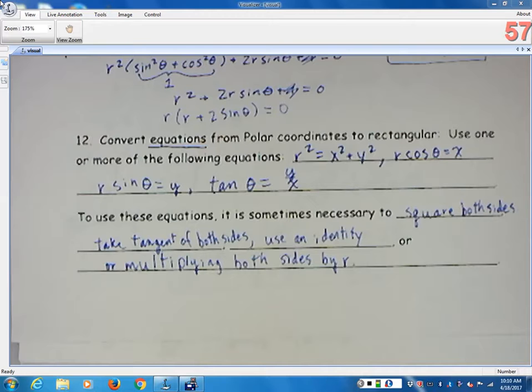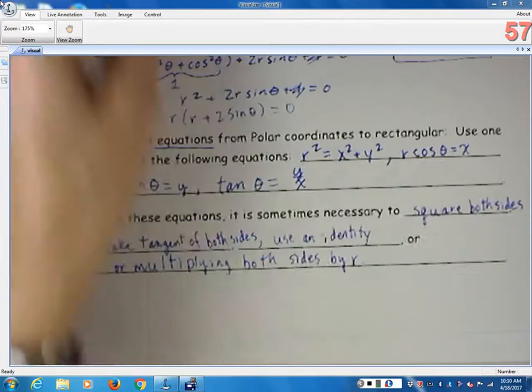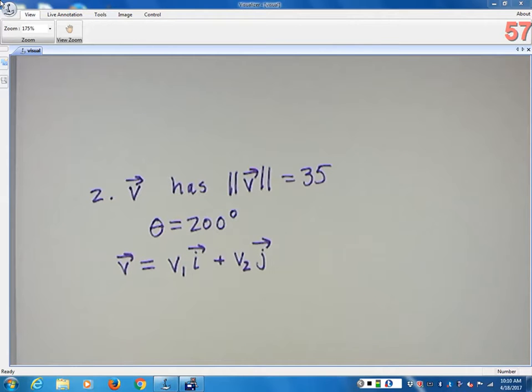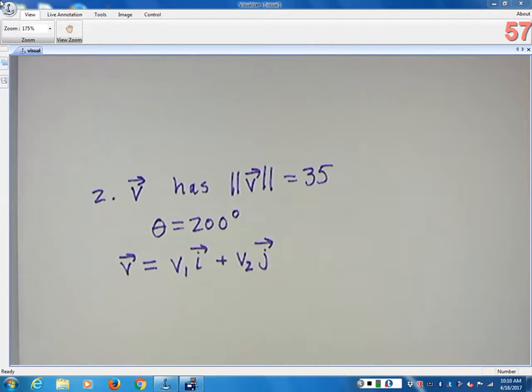Alright, so most people are on the second one. And the second one's just like what we just did, except you do need to notice that 200 degrees. So that's how you do the first one. I think most people have that done. The second one is you've got a vector v that has a magnitude of 35. Theta is 200 degrees. And you're going to rewrite it like this, but you're going to use the formula we just went over.